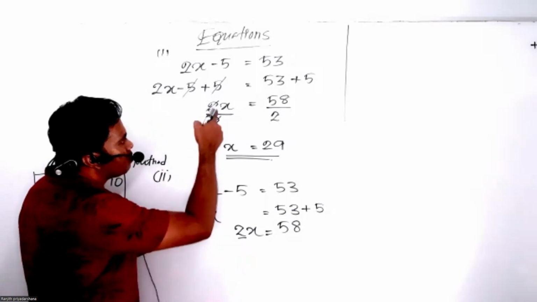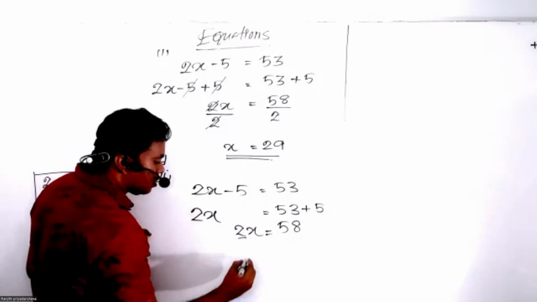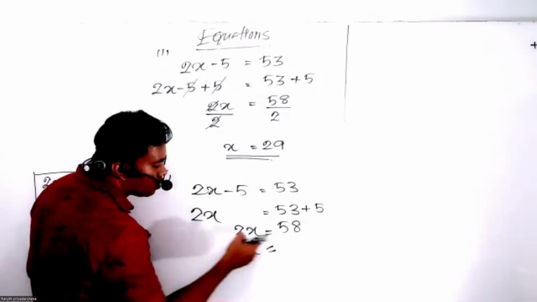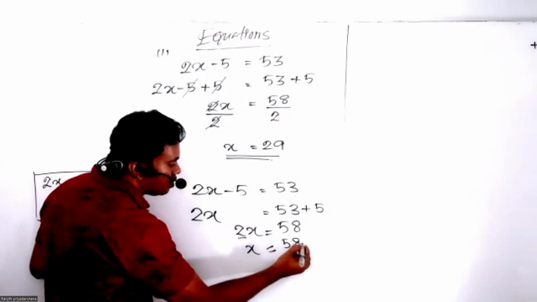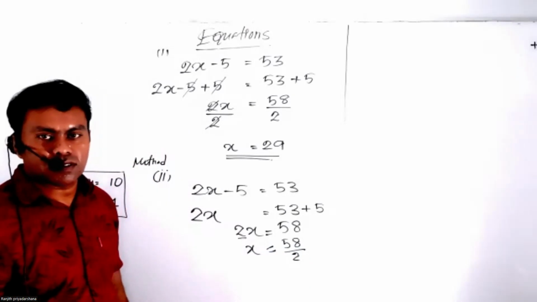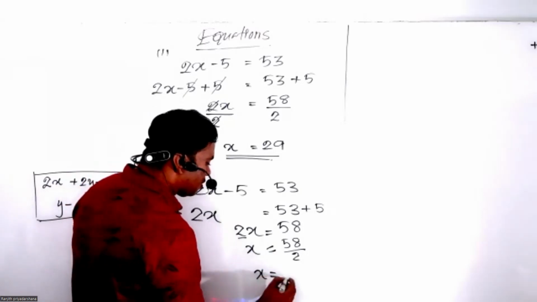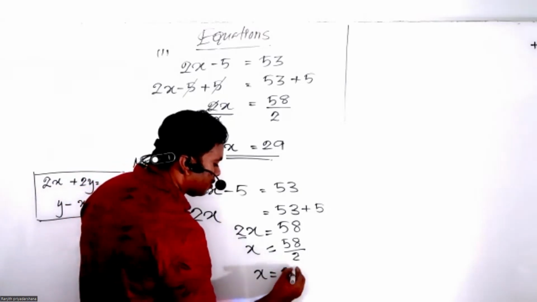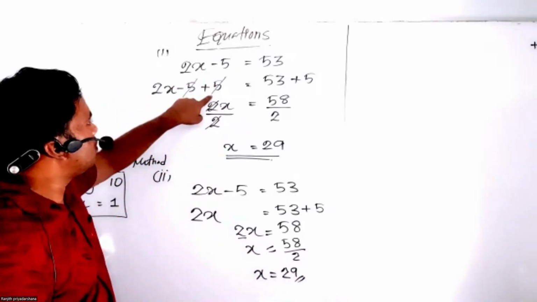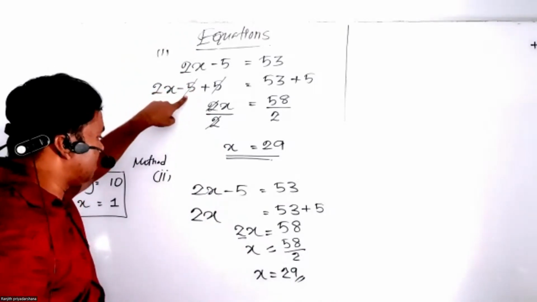So what happens? Multiplication 2 goes to the other side as a division. Therefore, you write x equals this multiplication 2 goes here as a division. Is it okay? Right? Then x equals 29. The same thing. So this is how you make your logic in grade 7.